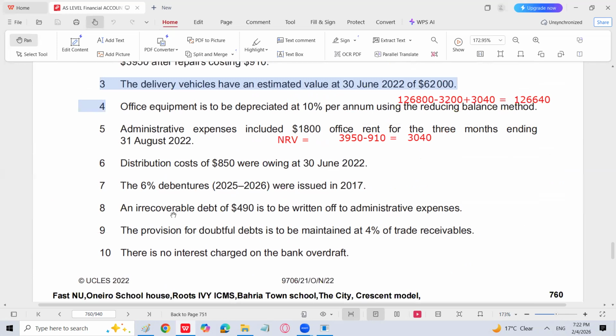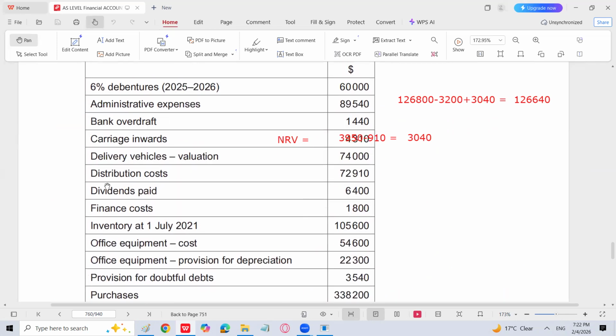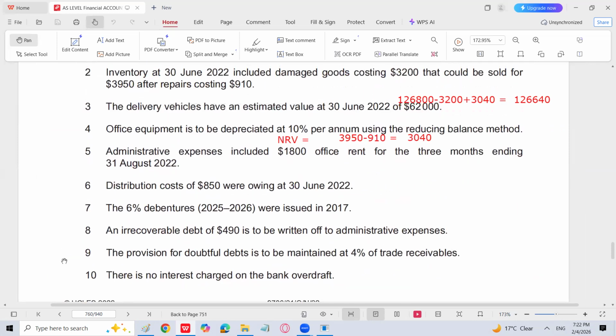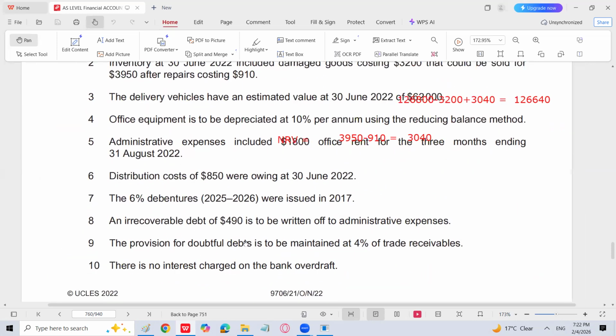So we have to pay interest on the 6% debenture, and that is going to be 6% of the debenture amount, 60,000 times 6%. That is going to be 3,600. That is the finance cost. Then bad debts of 490 are to be written off to admin expenses. It's an expense. We will subtract it from trade receivable, also 490. And we have to calculate provision at the rate of 4%. It might be increased or decreased depending upon the question. Both the bad debts and the provision are to be written under the heading of admin expenses.